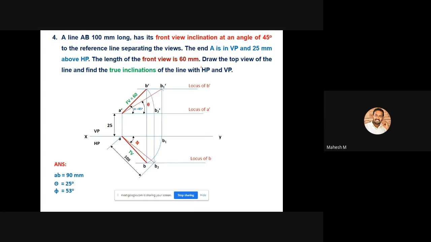Okay, like this. So our final answer, that means the length of the top view, that means the length of line AB, is 90 mm, and also the angle theta and the angle phi. So theta is 25 degrees and phi is 53 degrees. So that is our final result. Okay, so that's all about this third problem. Okay, so this is your third problem.